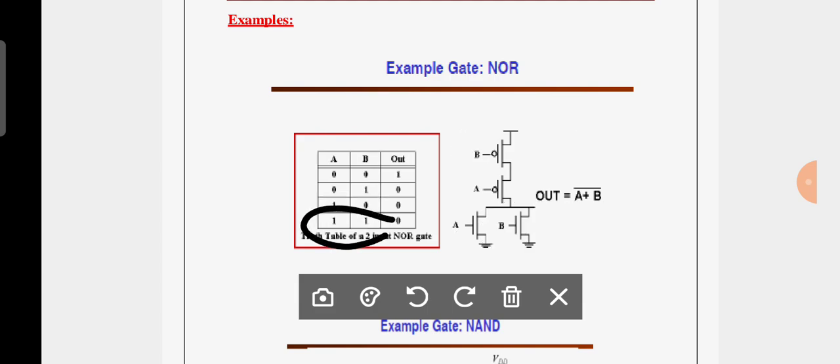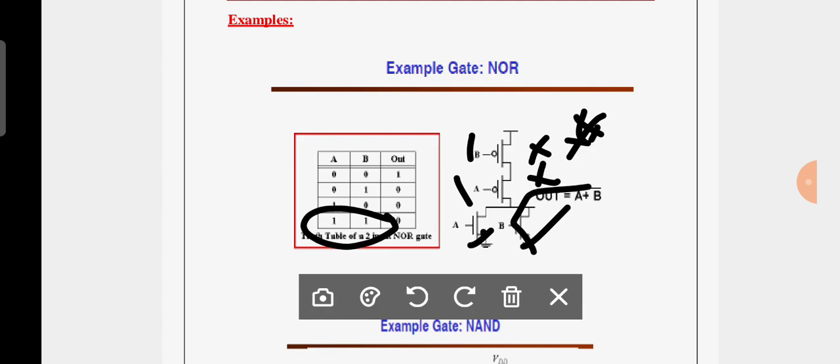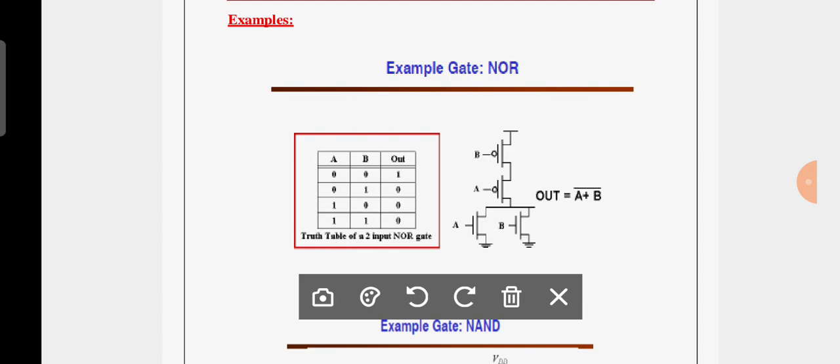And finally A is 1, B is 1. There is no path at all for this one, then this transistor and this transistor both will turn on, then you have two paths, therefore what is the output? 0 is the output. Is it clear? In this way the NOR gate is going to work.